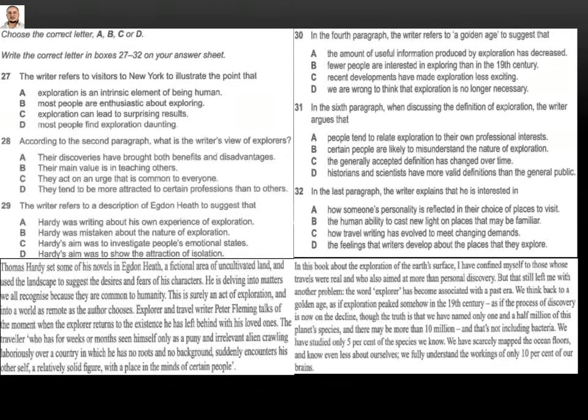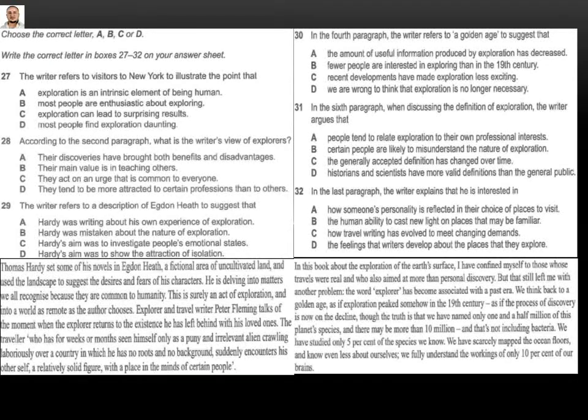So, Thomas Hardy set some of his novels in Egdon Heath, a fictional area of uncultivated land, and used the landscape to suggest the desires and fears of his characters. He is delving into matters we all recognize because they are common to humanity. This is surely an act of exploration and into a world as remote as the author chooses. Hardy's aim was to investigate people's emotional states. It's mentioned here.